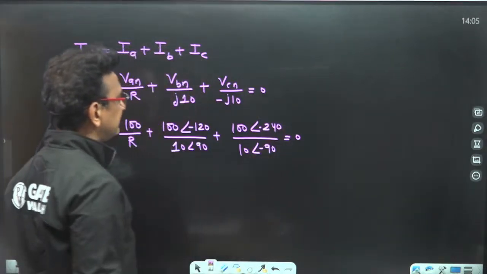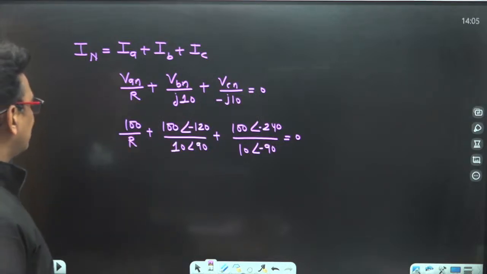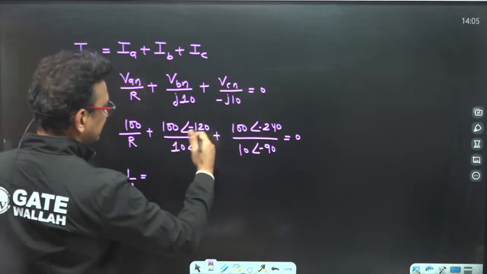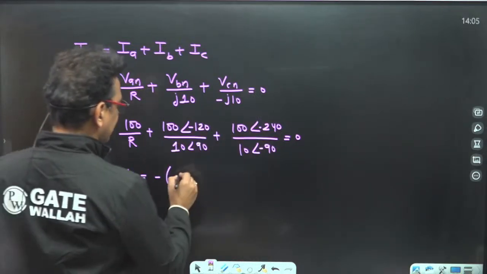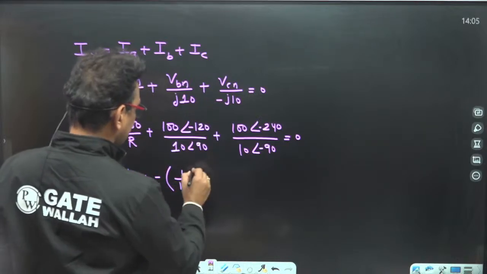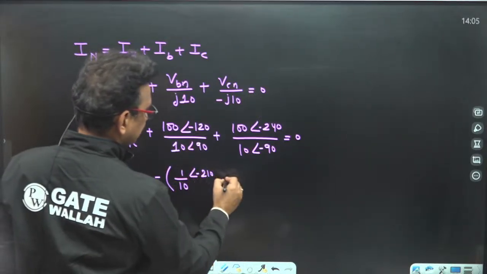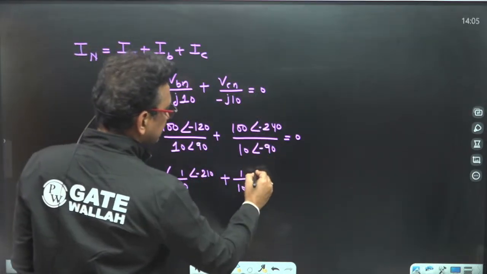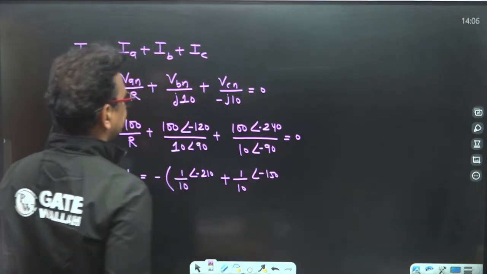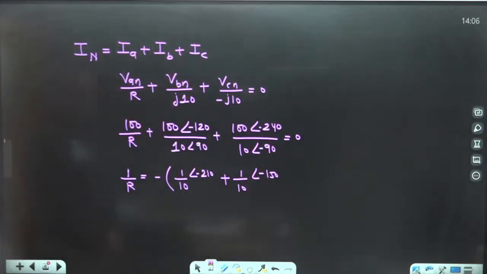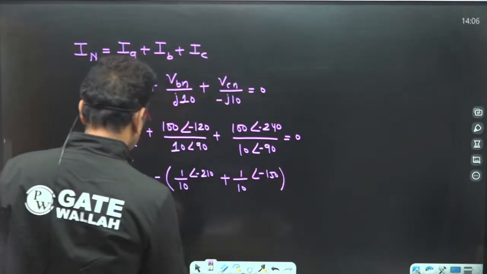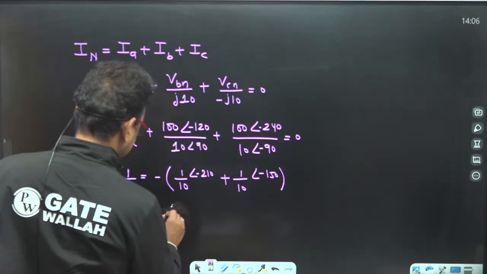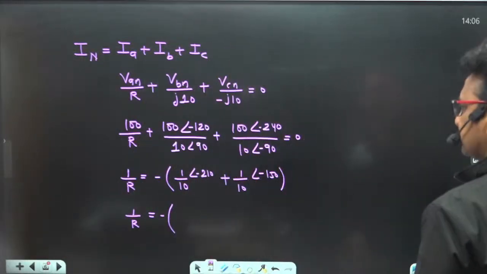Now solve this equation and find the value of R. Since 100 is a common term, we take it out, so it becomes 1 upon R. If I take these two terms to the right hand side, 1 upon 10 angle minus 210, plus 1 upon 10 angle minus 150, because 100 will cancel out. Now for 1 upon R, add these two terms: 0.1 angle of minus 210.